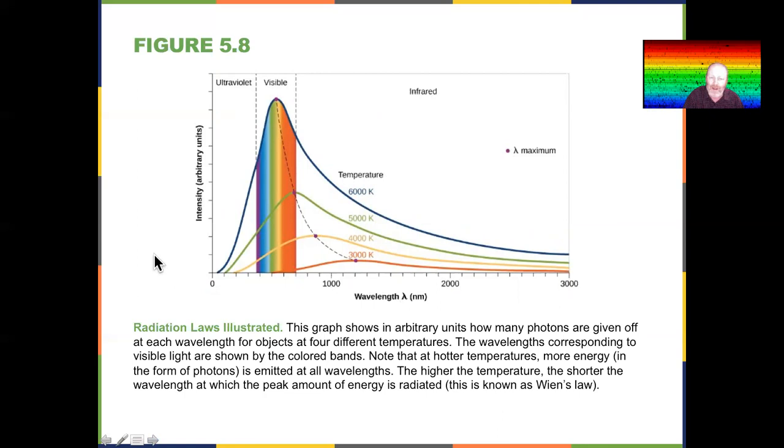Our sun puts out the majority of its light right at the middle of the visible range. It does put out some ultraviolet, but not as much as the visible light. It does put out some infrared, but not as much as the visible light. There are some stars that actually peak over here. They put out most of their light in infrared. They look reddish to us because that's the closest light we can see to what it's putting out.